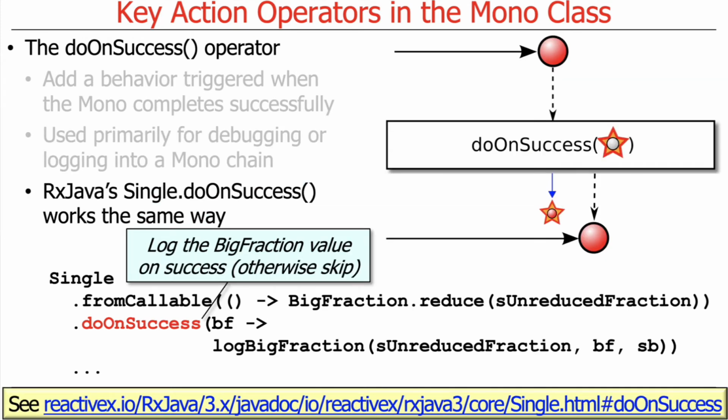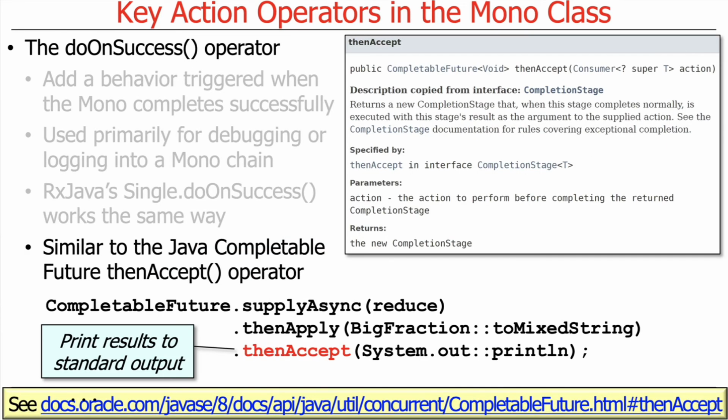RxJava has a doOnSuccess method on Single that works identically to doOnSuccess for Mono. And you can use the thenAccept method that's part of the CompletableFuture API, which is what you're using now. I mean, you're using CompletableFutures for assignment 3, but you can use the thenAccept method in a somewhat similar way, in the sense that it will be used for side effect purposes. It just prints the results out. Now, the main difference is it does actually return a CompletableFuture that has no value to it. So it has slightly different semantics than doOnSuccess, but you can use it for side effects. Basically, that's the main idea.